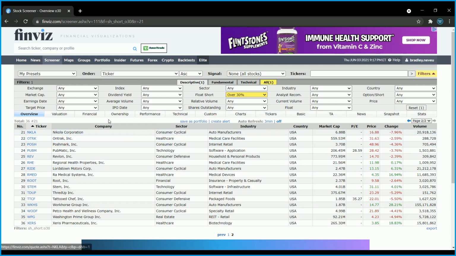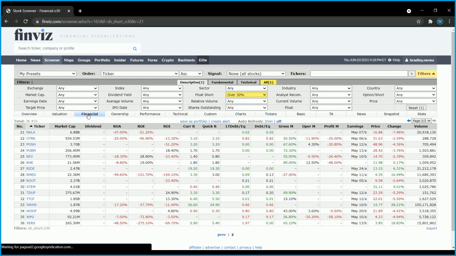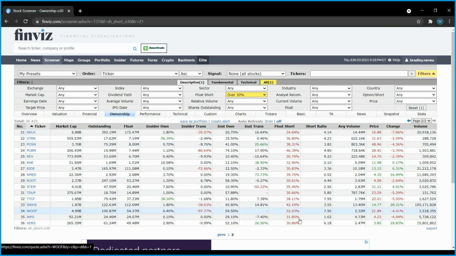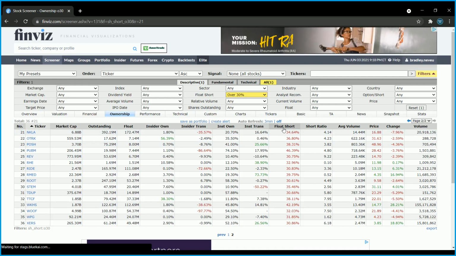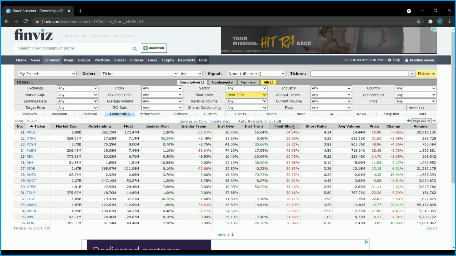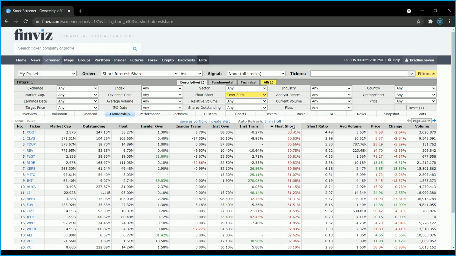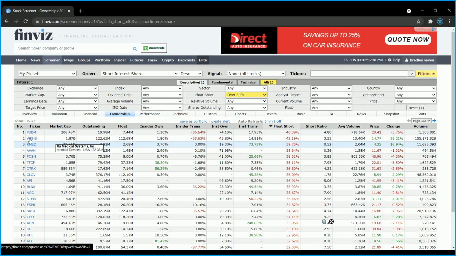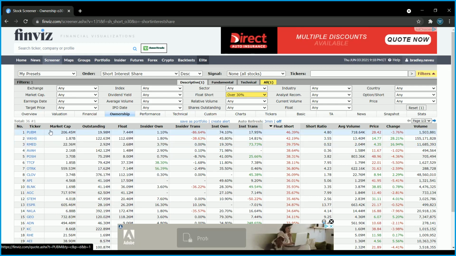And you can look at what that short float is. Right now we're on this overview tab. You would have to go over to, I believe, it's not financial, maybe it's ownership. Here you go, this ownership tab right here, and then this column will show you the short float right here, right? So if you want to sort by that, you click on it, click it again to give you the most shorted stocks up at the top. So these are the most shorted stocks in the stock market right now.